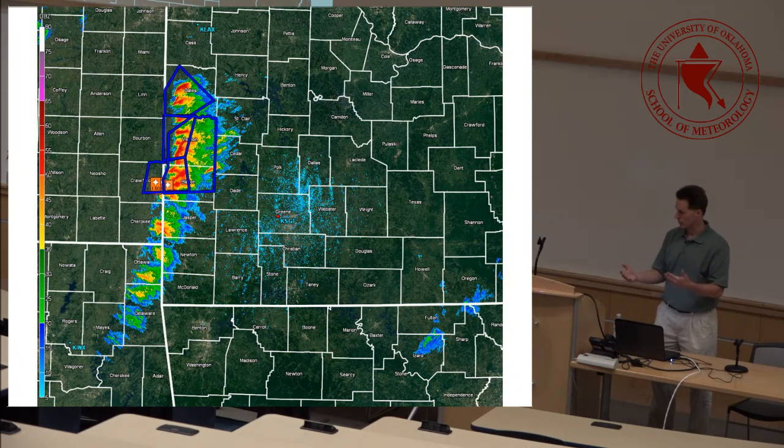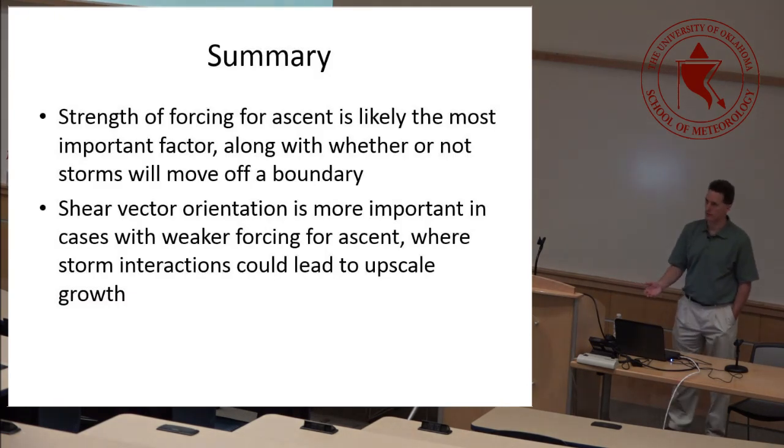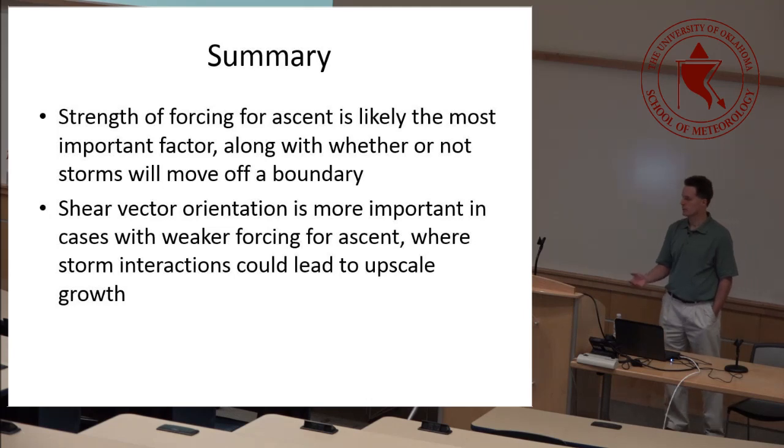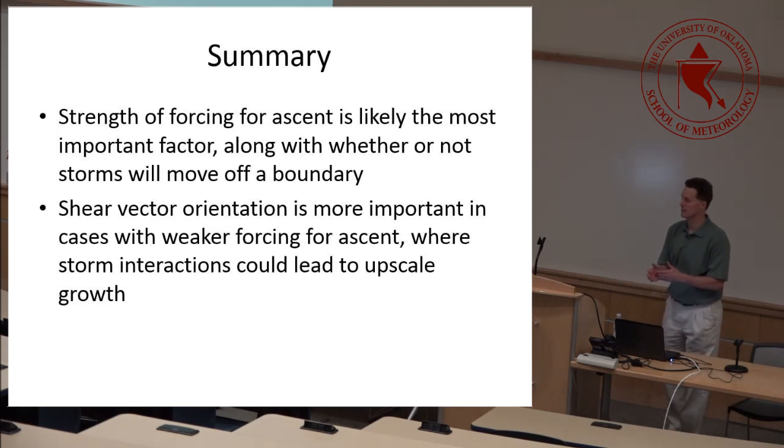So it's just a case where the broader synoptic pattern did not favor long track discrete supercells, even if they managed to form on this boundary in the first place. Okay, so we'll just summarize this and then we'll get ready to take a short break. The strength of the forcing for ascent seems to be one of the big keys as far as what you're going to get.